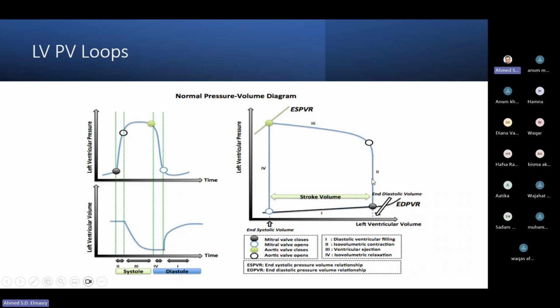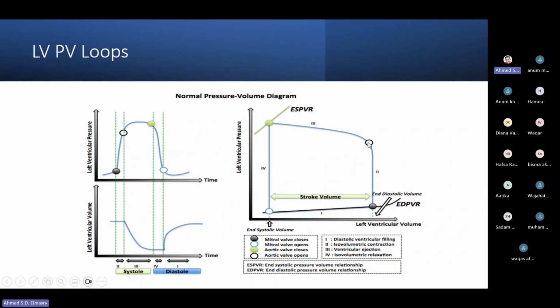As you see, during the isovolumetric contraction phase, there is no change in the volume inside the left ventricle. The volume will be the same, but you'll notice that the pressure increases from this point till this point, because the left ventricle is contracting while the mitral and aortic valves are closed. So the pressure inside the left ventricle will reach this point. After this point, the aortic valve will start opening, and you will notice an increase in the pressure inside the left ventricle till it reaches the peak systolic pressure at this point. And this is the systolic ejection phase.